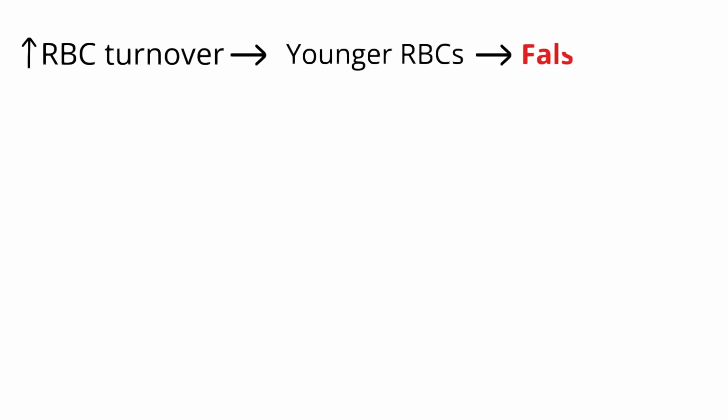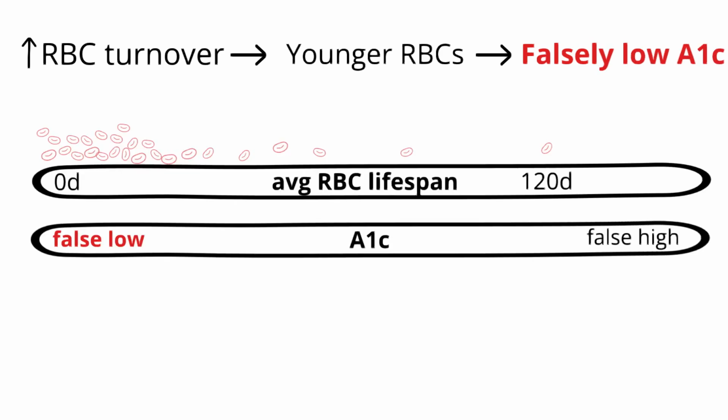First off, we have processes that increase red blood cell turnover, and these result in an on average younger red blood cell population, which will lead to a falsely lower A1C. And how does this work? Red blood cells with a shorter lifespan don't have as much time to interact with glucose molecules, and they have less time to get glycosylated. So that A1C reading is going to be falsely lower.